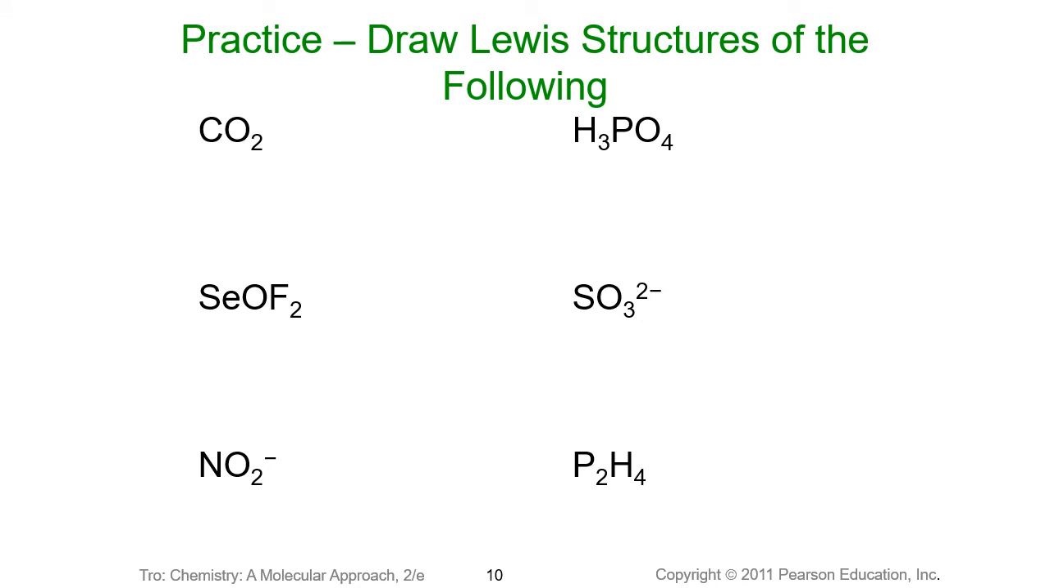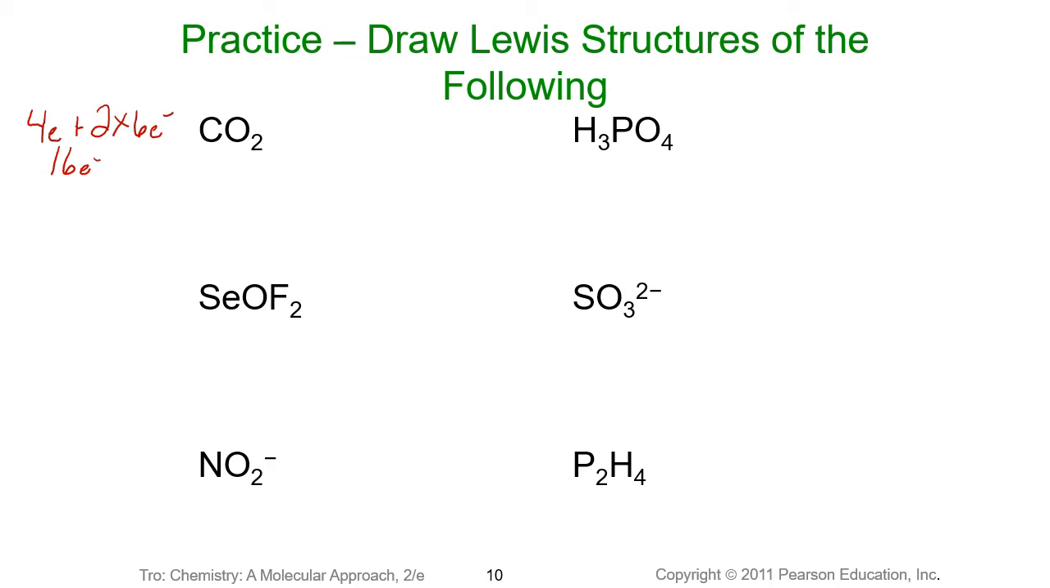Here's a practice for you to try. Pause the video and draw the Lewis structures for the following ions or compounds. Carbon dioxide. If we add up the valence electrons, carbon has 4 electrons and each oxygen has 6. So we have a total of 16 electrons to work with.